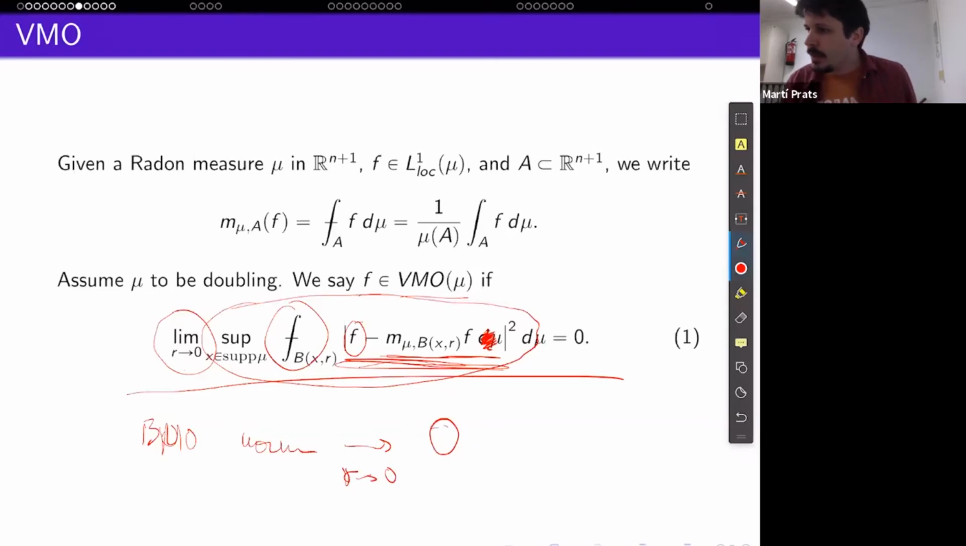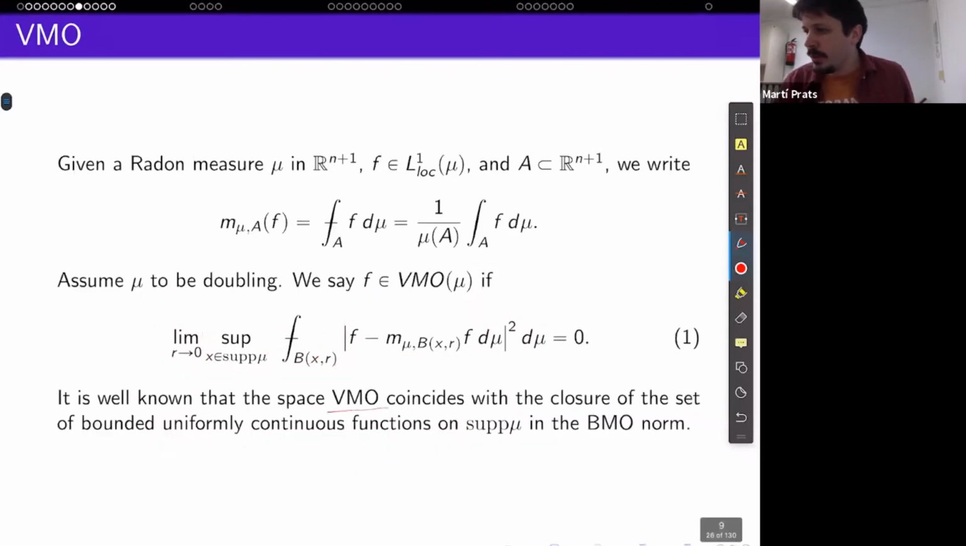Okay, let's move on. Now it is well known that VMO coincides with the closure of the set of bounded uniformly continuous functions on the support of mu in the VMO norm. This is not important for us because we are not using it at all. So let's skip this idea, just for the record.